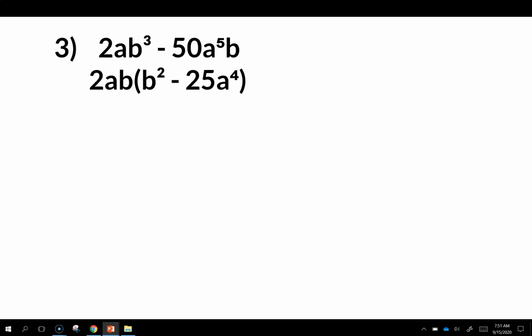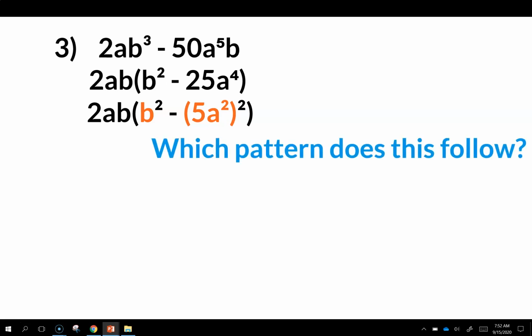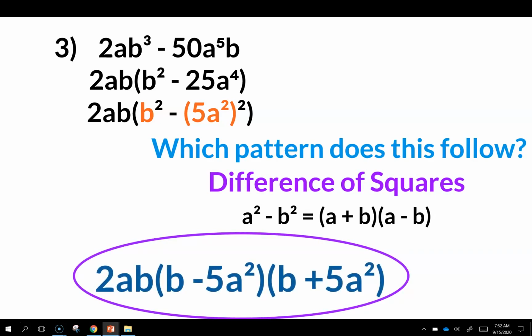All right. So b squared is a perfect square. What's the square root? It's b. Square root of 25 is 5. Square root of a to the 4th. Well, what we can do is divide our exponent by 2, and it's going to be 5a squared. So this is our difference of squares again. So my 2ab stays out front. Take the square root of b squared, which is b, and then we're going to add and subtract the square root of 25a to the fourth, which is just 5a squared.